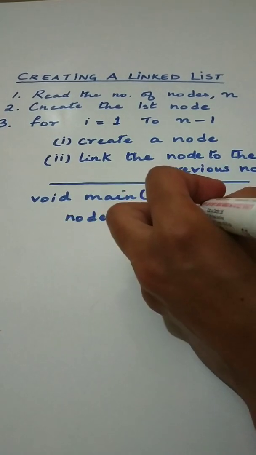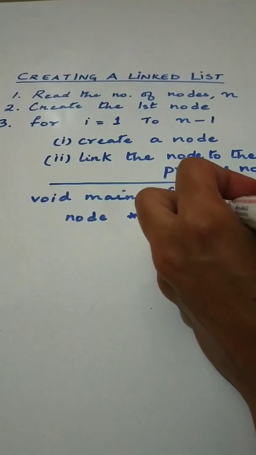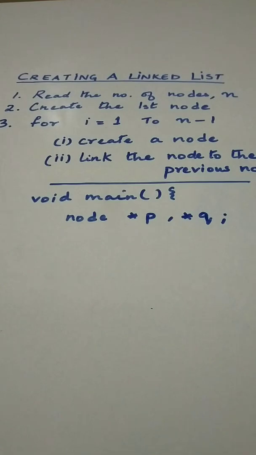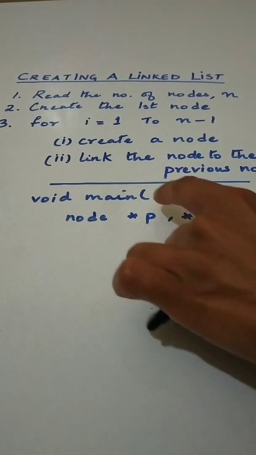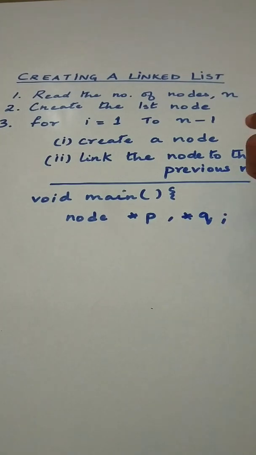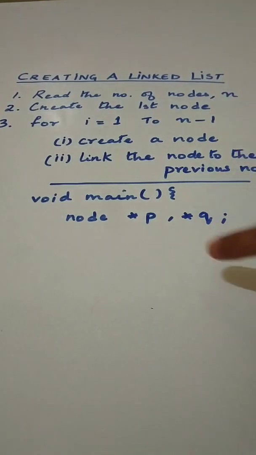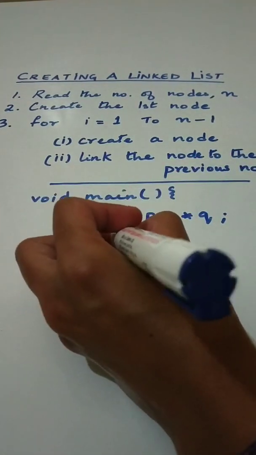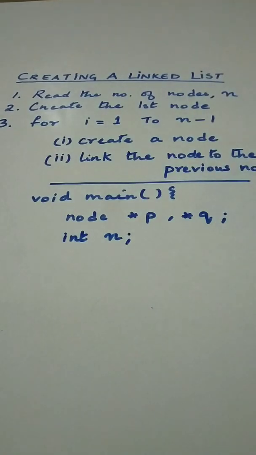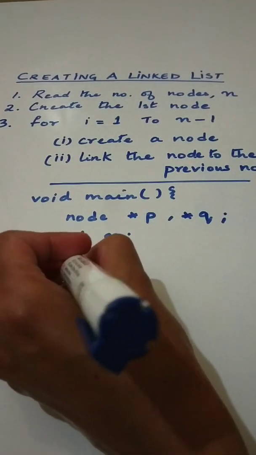And I'm going to create another pointer. Let's say this is Q. This will be the list, pointing to the header node, and this will be the node I'll be creating every time that will be connecting to the list. Then I will take an integer n, which will store the value of how many nodes I need. Then I'll ask the user.